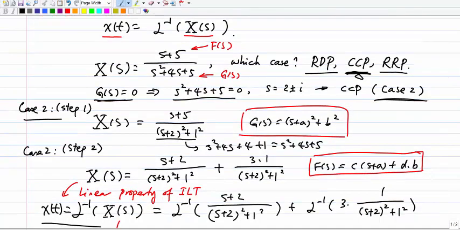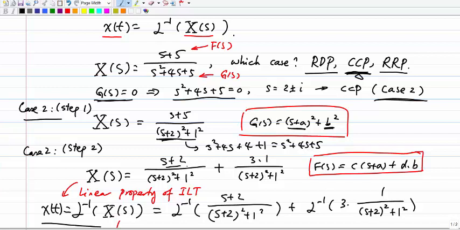The second step is to write the numerator in the form c times (s plus a) plus d times b. Here s plus a is s plus 2, so I put it over here. And c is 1, because I don't have multiple copies, so it's just 1 times (s plus 2). Then d times b: b here is 1, so it's 3 times 1. Put together, you have s plus 2 plus 3, which is s plus 5.